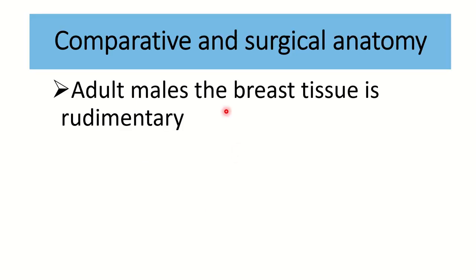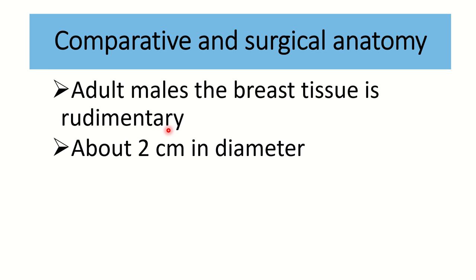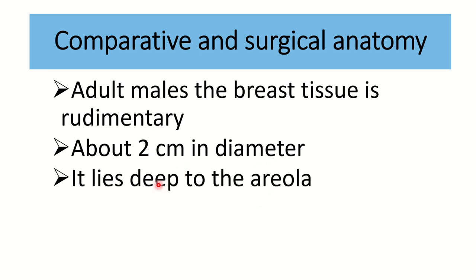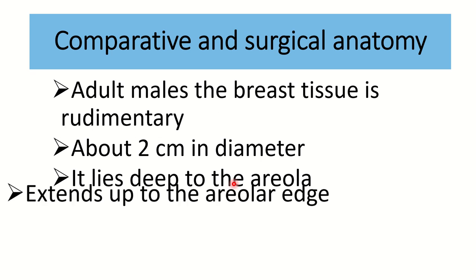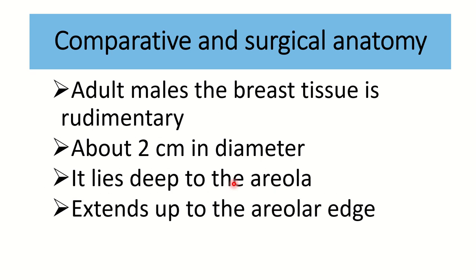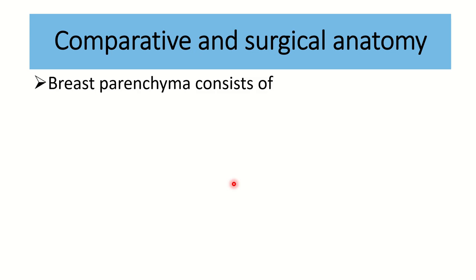So now here you can see adult male breast tissue is rudimentary. That means it is very small, and it is composed of nipple and areola, and it is 2 centimeters in diameter, and it lies deep to the areola, extending up to the areolar edge. So it extends over a very little area.